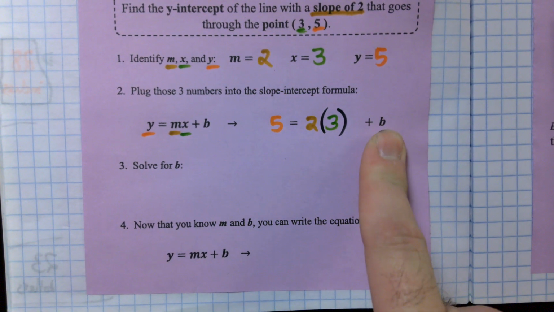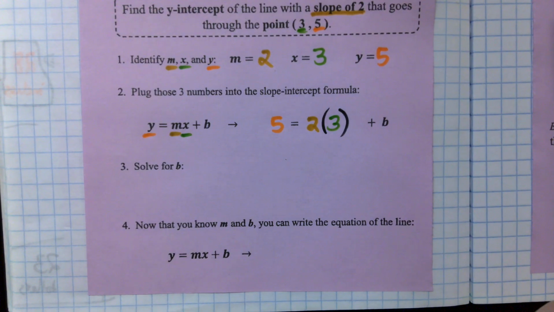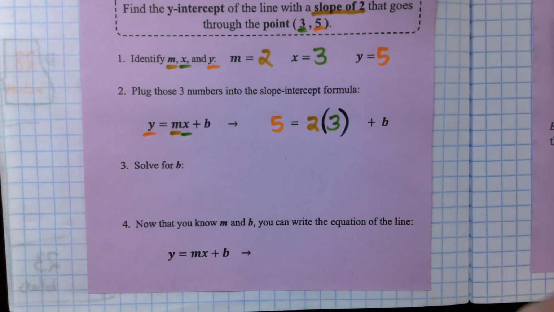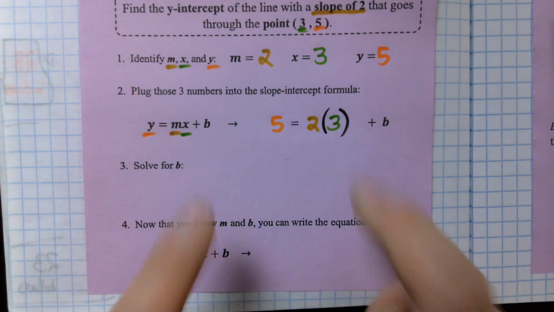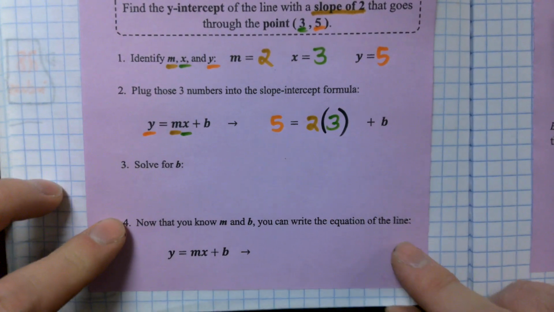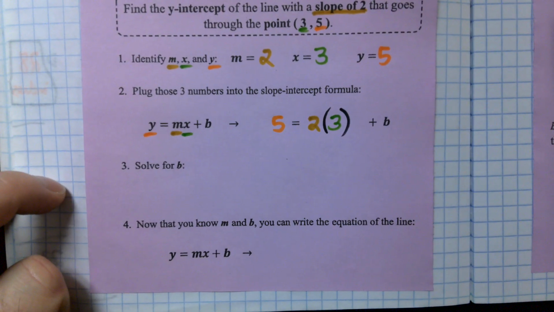Do I know what b is? No. That's what I'm going to solve for. That's what I'm trying to find. Everyone cool with how we set this up? Yeah. Again, it's just a 3-piece puzzle. I got to figure out which piece goes where. That's why I color coded it nicely for us. Now I'm going to solve for b.